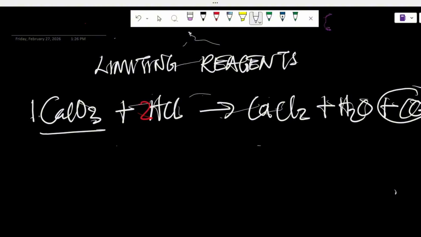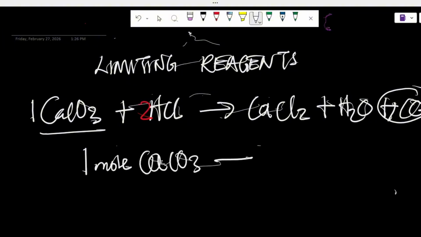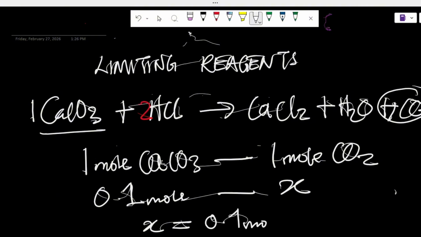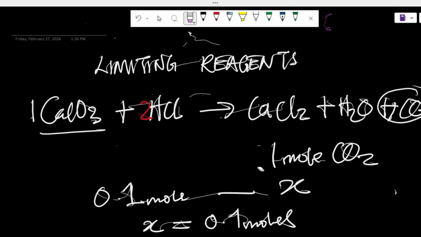So notice that you have 1 here and then you have 1 there. So 1 mole of calcium carbonate is going to give you 1 mole of carbon dioxide. Then how many moles of carbon dioxide are you going to get for 0.1 moles of calcium carbonate? So this is going to give you 0.1 moles of carbon dioxide. So we can use these moles to find the mass of carbon dioxide.